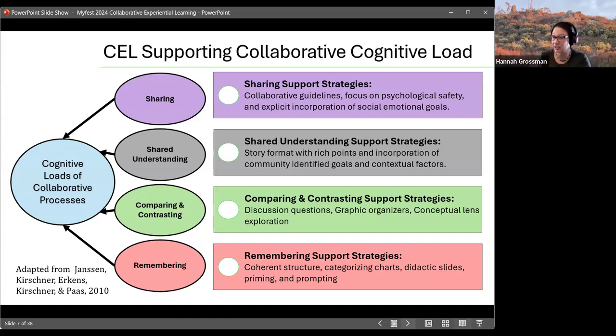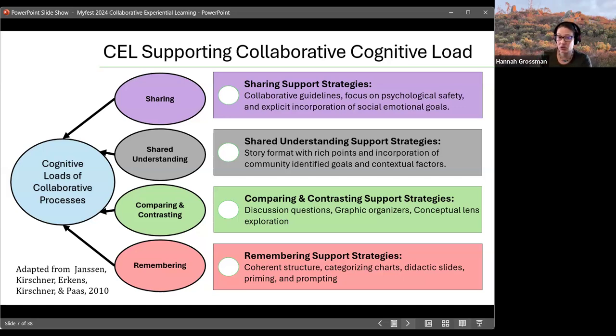In order to make that load more manageable, I like to provide collaborative guidelines in a process to make it clearer how we would like to be sharing in the group, both in terms of the types of information and the social emotional norms around sharing. Second, I like to create a focus on psychological safety in sharing. The idea that if I share information, there will not be undue repercussions from my choosing to share that information.